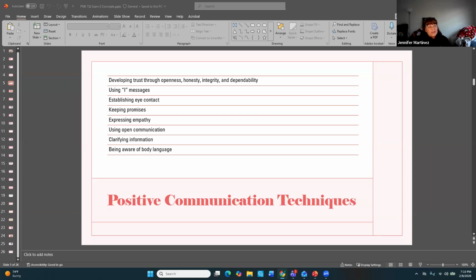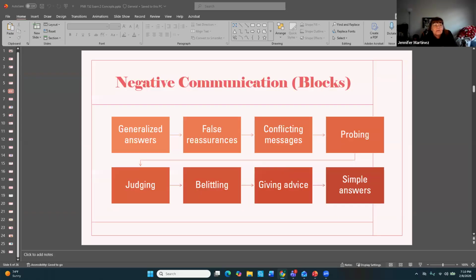Using your open communication, clarifying information, being aware of body language. Body language is super important. Even your facial expressions when you're talking, making sure that your nonverbal and your verbal communication both match.